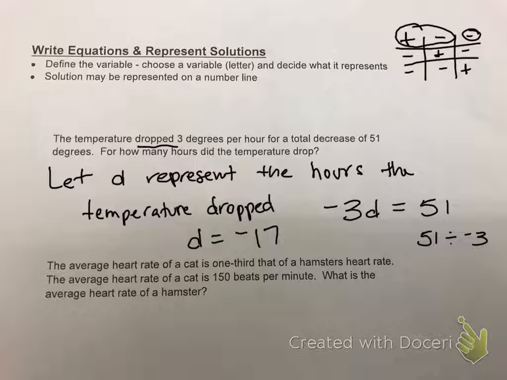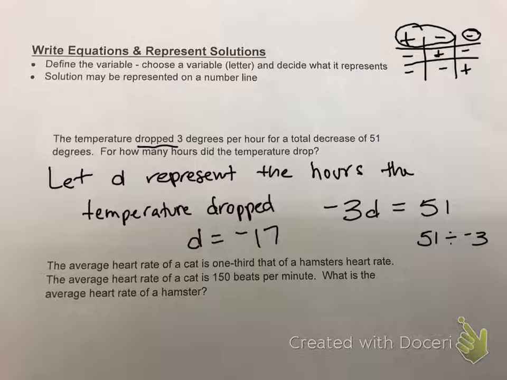Okay, next example. The average heart rate of a cat is 1/3 that of a hamster's heart rate. The average heart rate of a cat is 150 beats per minute. What is the average heart rate of a hamster? So again, we've got to define the variable, and then we've got to write an equation.